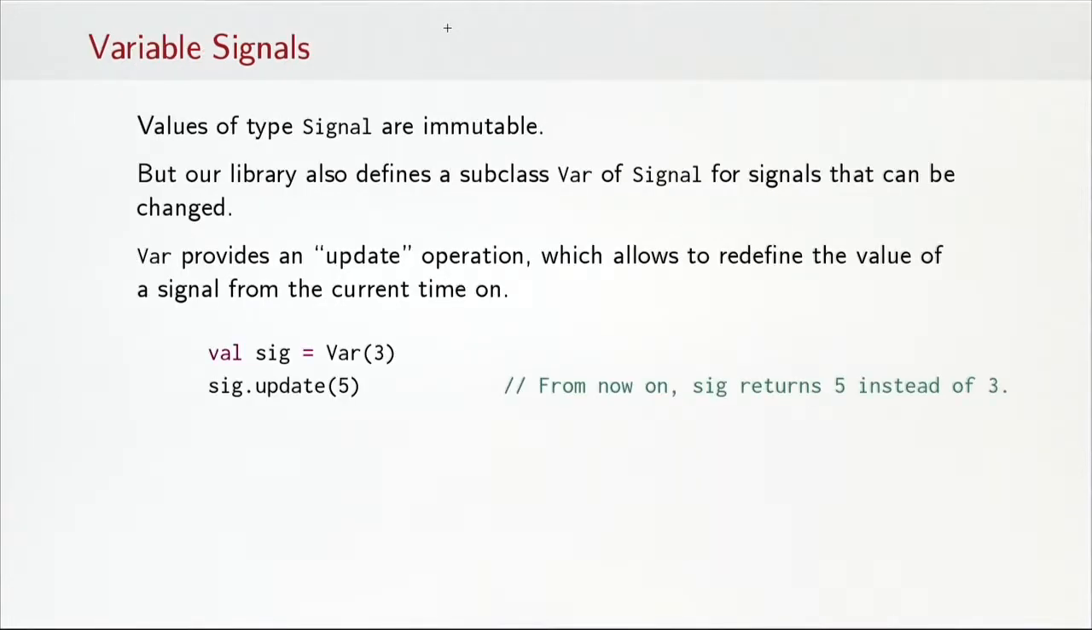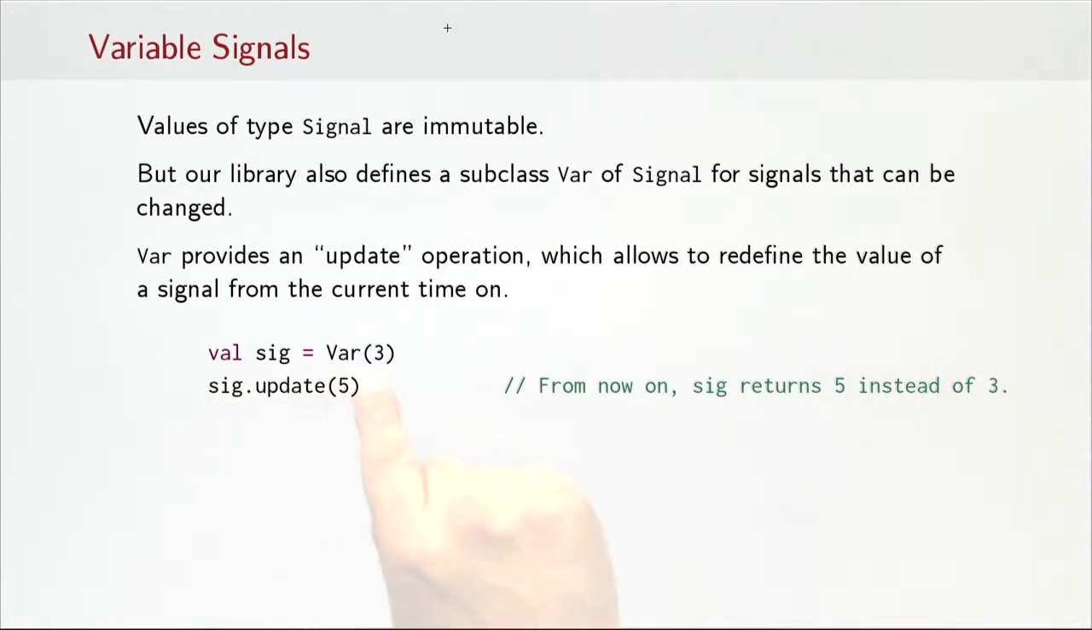So far, all values of type Signal are immutable. A signal is an immutable function from time to the signal values. But in fact, our library also defines a subclass Var of signals for signals that can be changed. The change is done by means of an update operation which Var provides. And that update operation allows to redefine the value of a Var signal from the current time on.